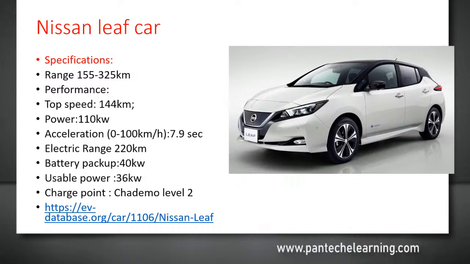You can see here a Nissan Leaf type car from Japan. The range of this car is 150 to 325 km, and the top speed of this Nissan Leaf electric vehicle is 144 km/h. The power is 110 kilowatt. Acceleration from 0 to 100 km/h takes 7.9 seconds. The electric range is around 220 km.